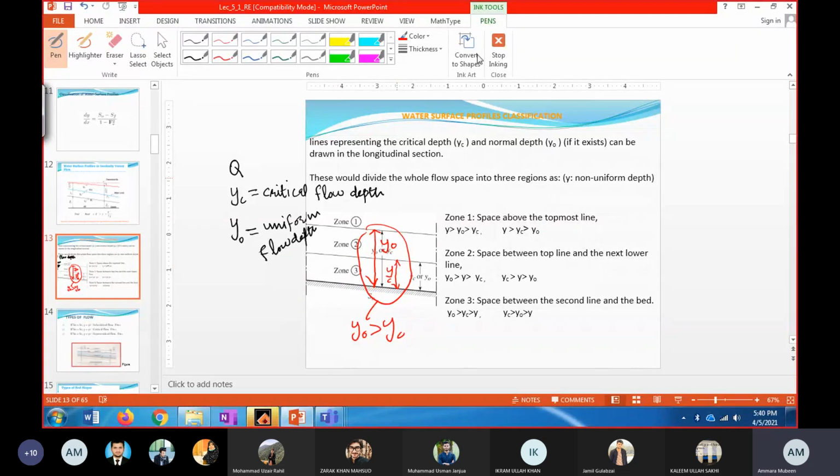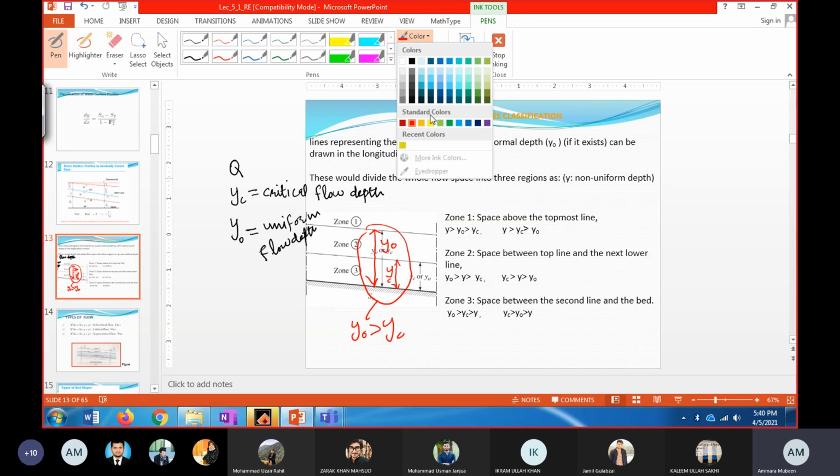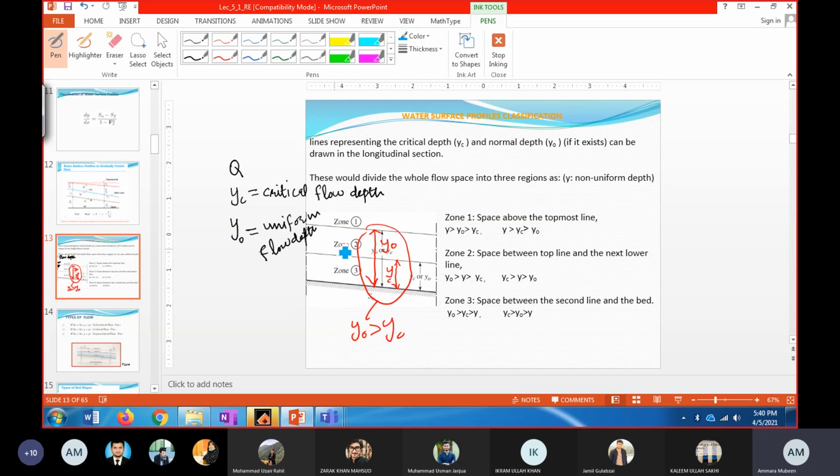Okay, so there is another scenario in which Y naught is less than Yc. So in that case, this zone would be from here to here, it would be Y naught, and from here to here, it would be Yc.